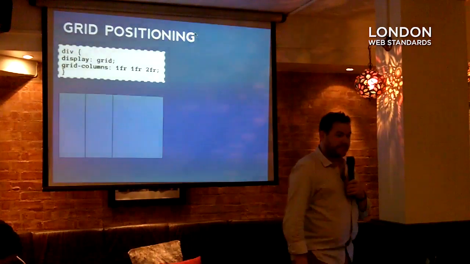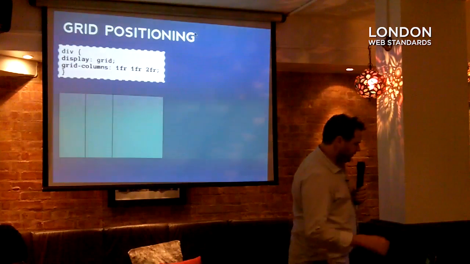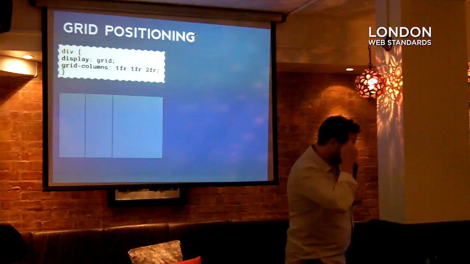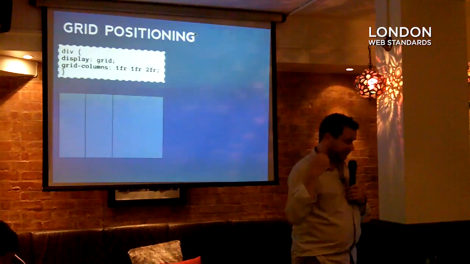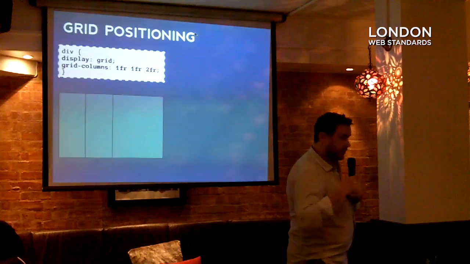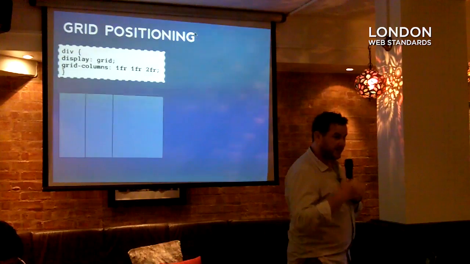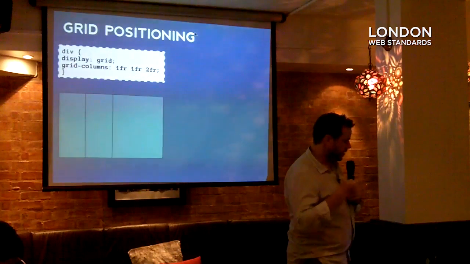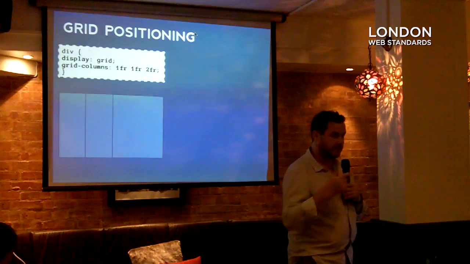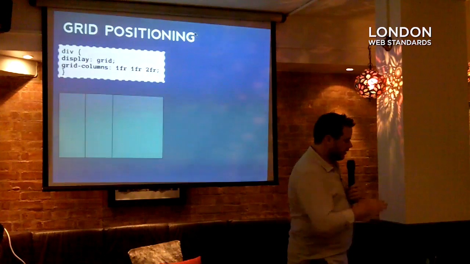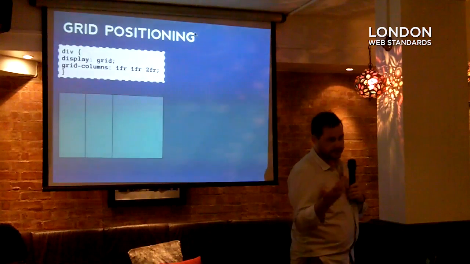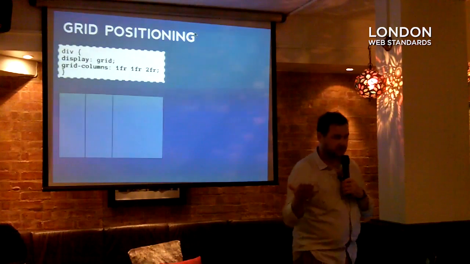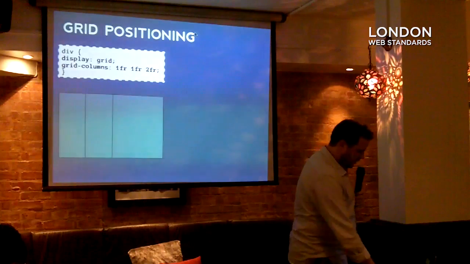Grid positioning. This is exciting. This is genuinely exciting. Again, exciting is relative. This is introduced in Internet Explorer 10. You can set a parent element to display as a grid, and then you set how many columns. The FR means a fraction. So in this case, you'd have 3 columns at the fraction 1, 1, 2. So 25%, 25%, 50%.